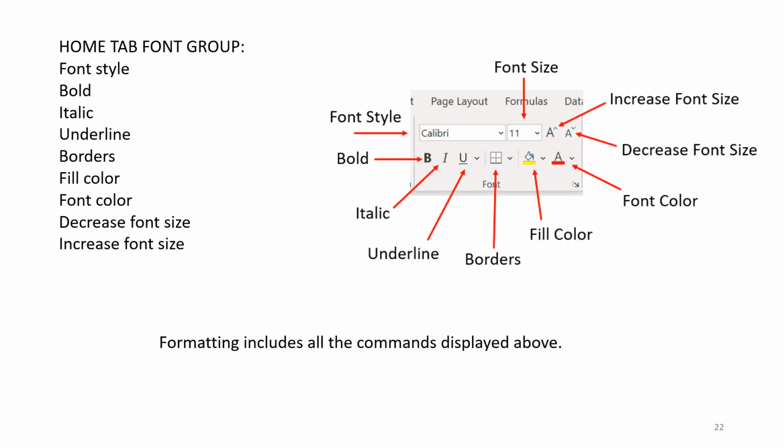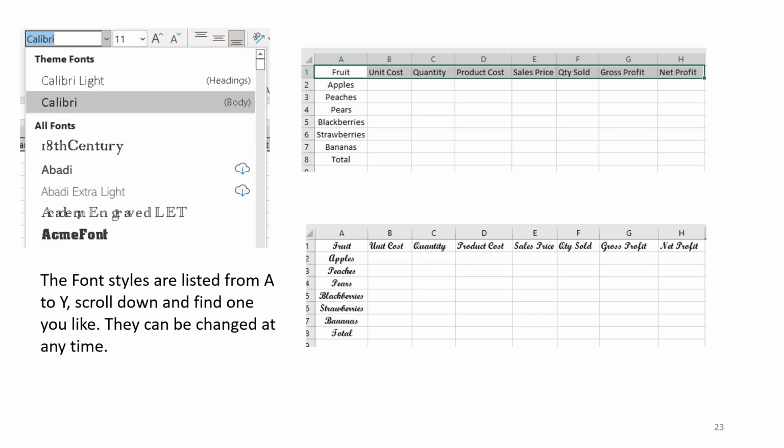Home tab font group: font style, bold, italic, underline, borders, fill color, font color, decrease font size, increase font size. Formatting includes all of the commands displayed above. The font styles are listed from A to Y. Scroll down and find one you like. They can be changed at any time.